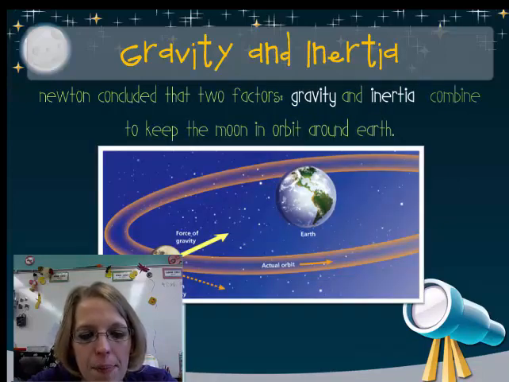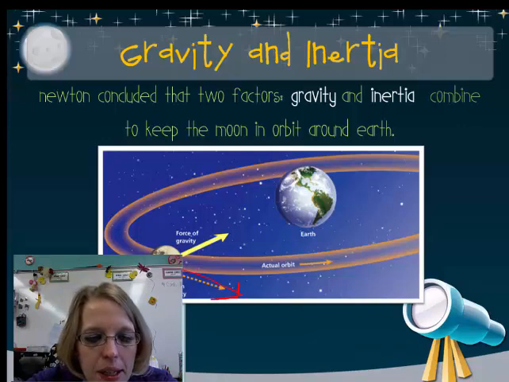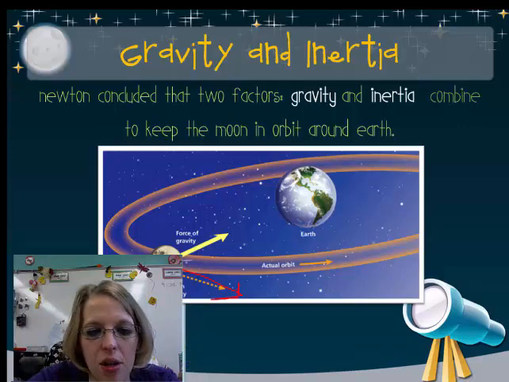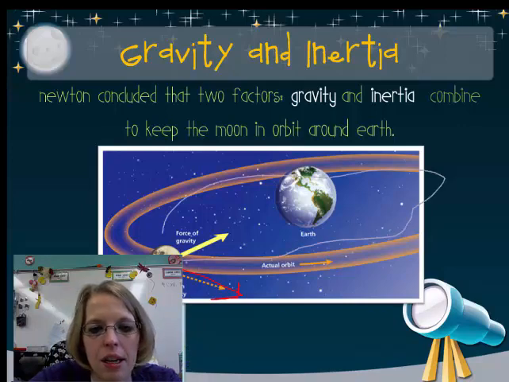So again, here's that picture again. You got gravity attracting the moon and inertia pulling it this way. So when they combine, they make the lovely orbit. You have to know that. That's exactly what the standard is asking you to know, why this orbit exists.